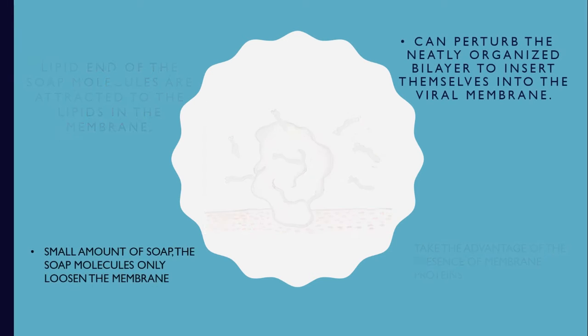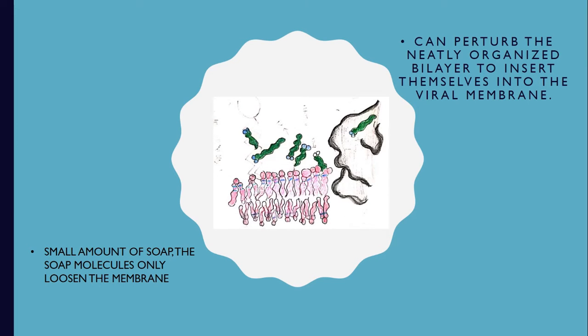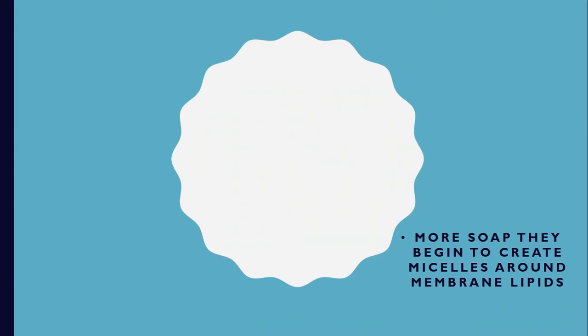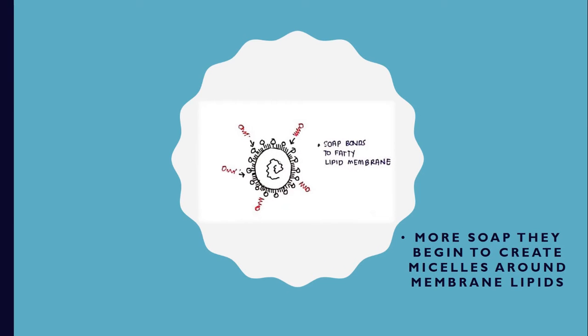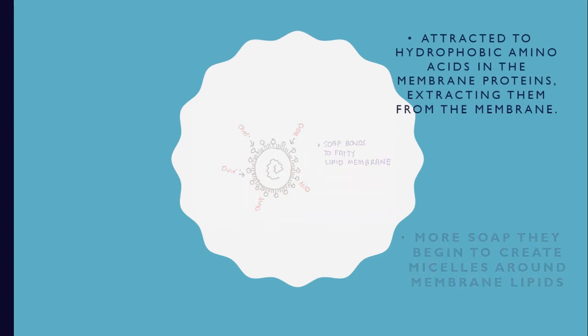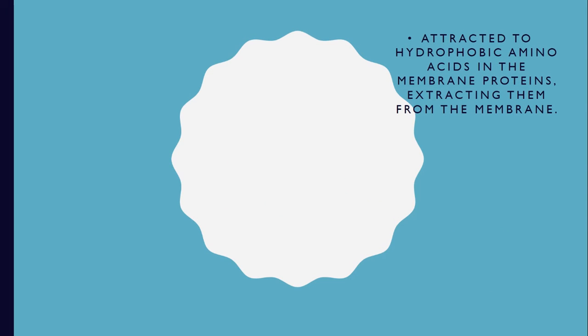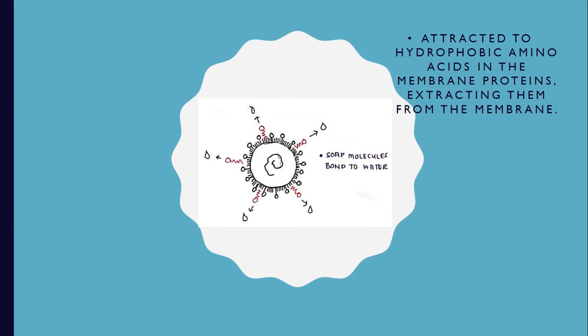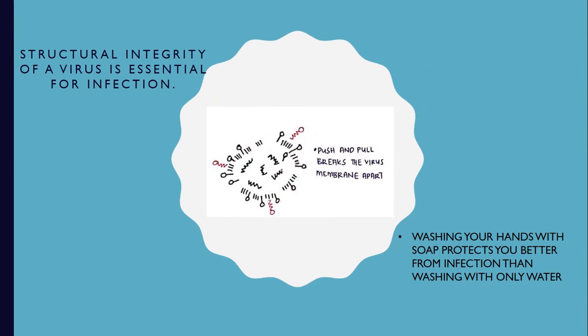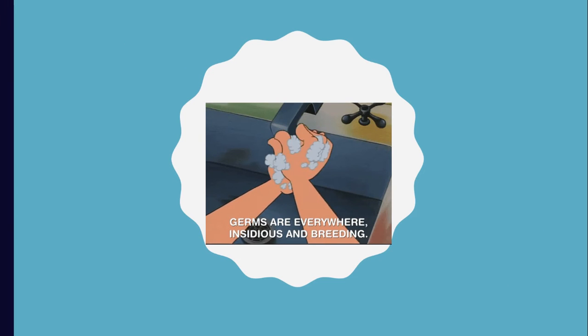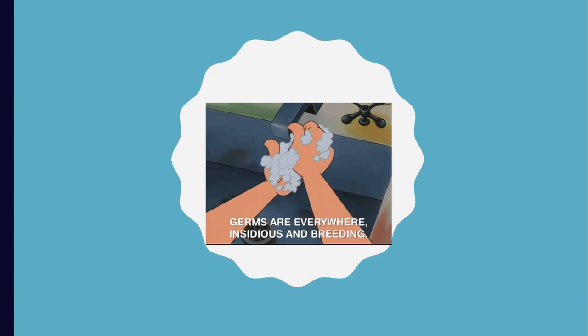into the viral membrane. If there are only small amounts of soap, the soap molecules only loosen the membrane, but with more soap, they begin to create micelles around membrane lipids. They are also attracted to hydrophobic amino acids in the membrane proteins, extracting them from the membrane. The structural integrity of a virus is essential for infection, so washing your hands with soap protects you better from infection than washing with only water. And the longer you wash your hands, the higher your chance of destroying the virus.